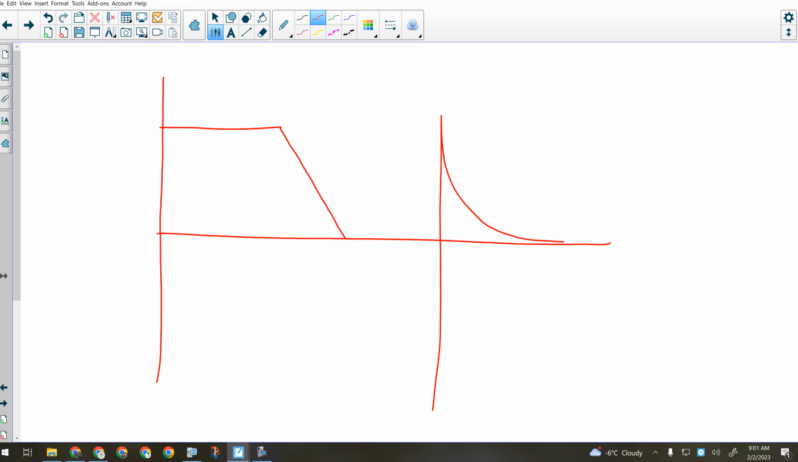With me there? If I had a graph that looked like this, and we talked about this yesterday, that's something that's increasing exponentially. It's going up by a different amount every single interval of the x. So that's the kind of analysis we want to be able to do, and then we can apply that to a particular type of graph.